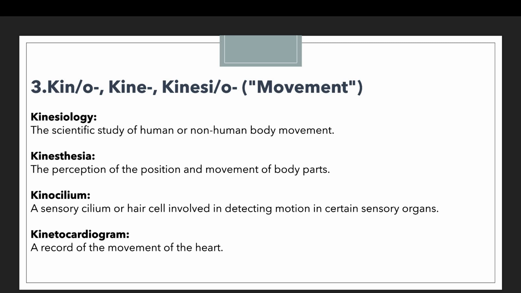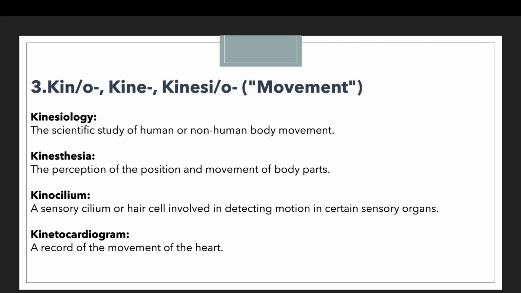Now we will move to the next prefix. There are a couple of similar prefixes that are used to showcase something as movement. For example, kine or kinesio. So these are all used to showcase something as movement. Let's see the examples. First one is kinesiology. Now what is kinesiology? The scientific study of human or non-human body movement. So when we want to study human or non-human body movement, we go through the scientific study which is known as kinesiology.